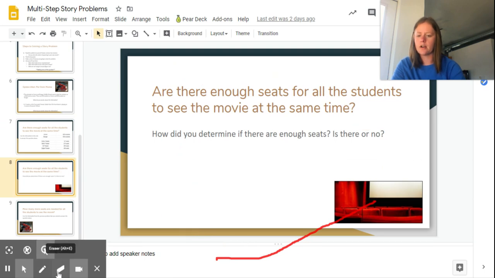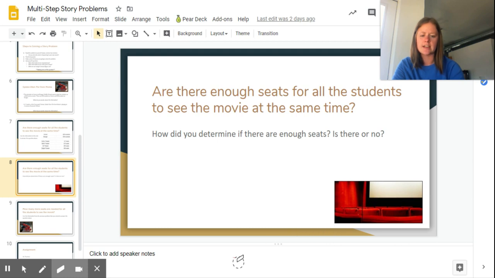Let's go to the next one. This is just a continuation, and I kind of did this part. It says, are there enough seats for all the students? And then the question is, how did you determine if there are enough seats? The way we determined it was we added up how many total seats there were, and then we compared our seats to our students. We noticed there are more students than seats, therefore there's not going to be enough seats for everybody to go at the same exact time.